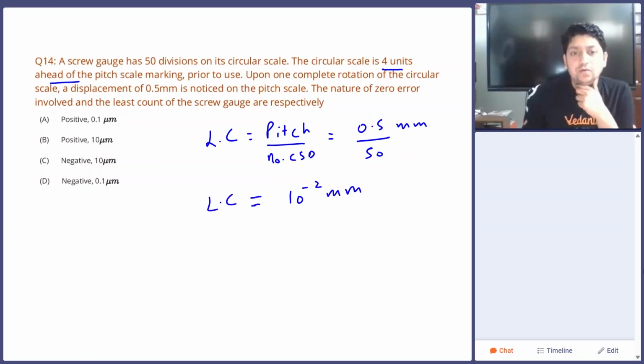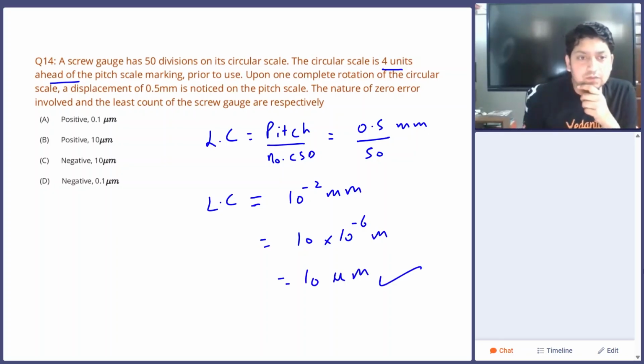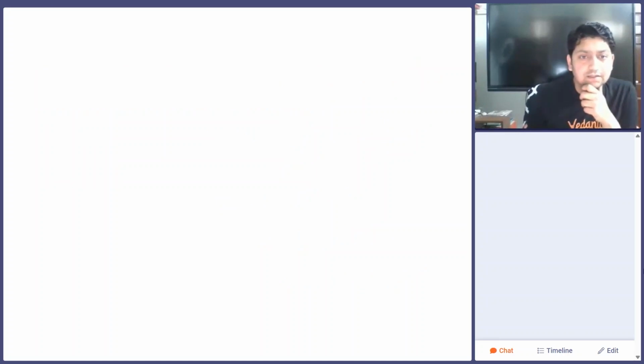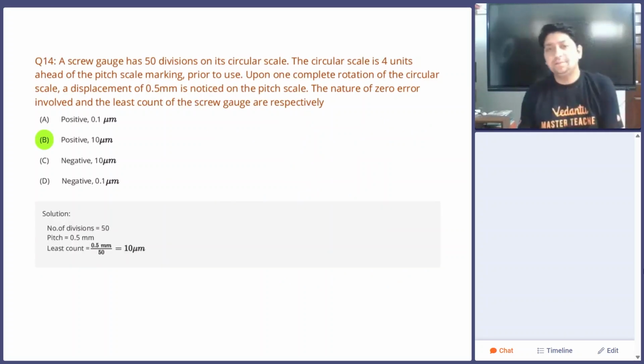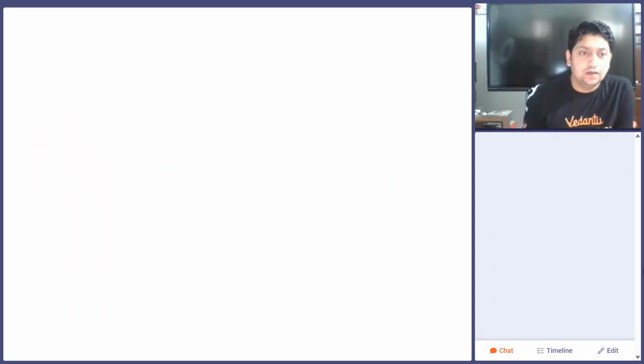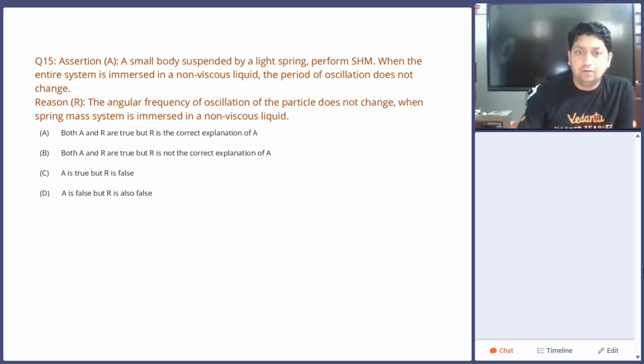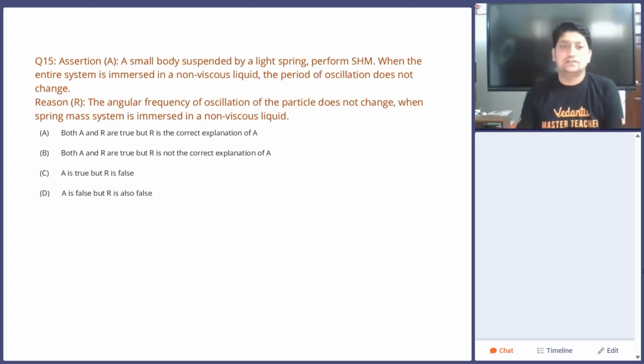This has to be converted into micrometers. Okay, no problem at all. We can multiply and divide by 10. So 10 to the power minus 5 meters, that is 10 micrometers, will be the least count. So option B has to be the correct answer. Yes, option B is the correct answer. So this is how you deal with this type of questions.